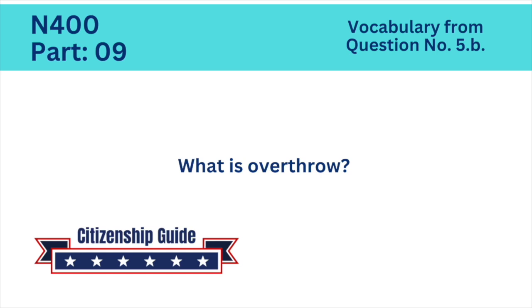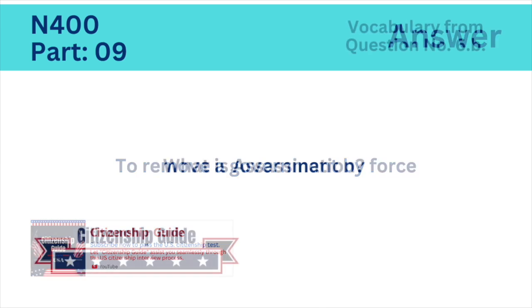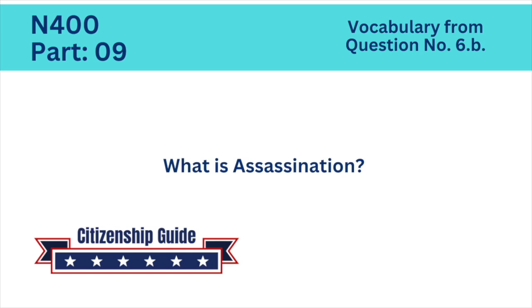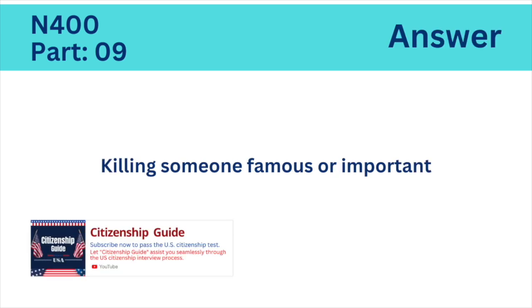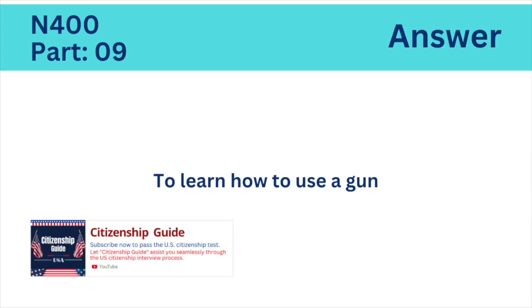What is overthrow? To remove a government by force. What is assassination? Killing someone famous or important. What is weapons training? To learn how to use a gun.